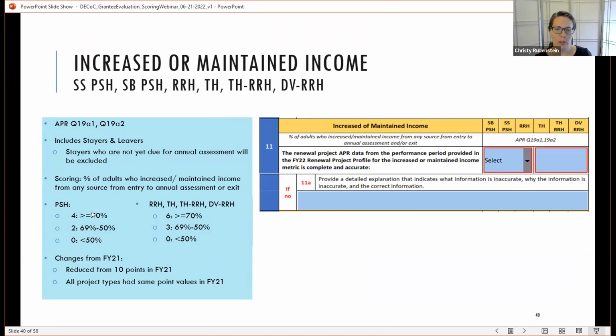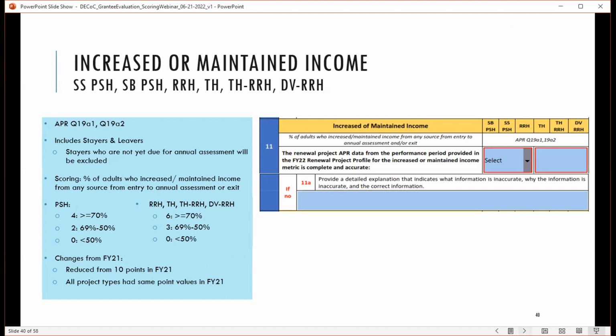Scoring is different depending on the project type. So PSH, it's worth 4 points. The other project types, it's worth 6. And the thresholds are really the same. It's just whether you're a PSH and you have the 4 points as the base, or the 6 points for the other project types. Again, 6 is the maximum for that. 4 for PSH just used to be 10 points in the prior year. And everybody had the same point values in FY21. So this one's been tweaked a bit.